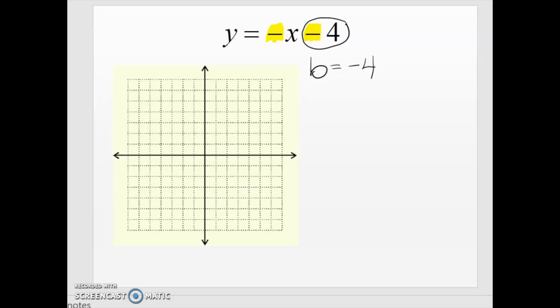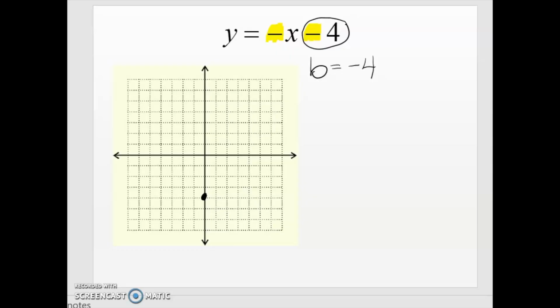So now when we're looking at our y-axis, we need to find -4. So we would be going down here. So that's what the negative is telling us. It's telling us that we're starting in the negatives at -4 on our y-axis.